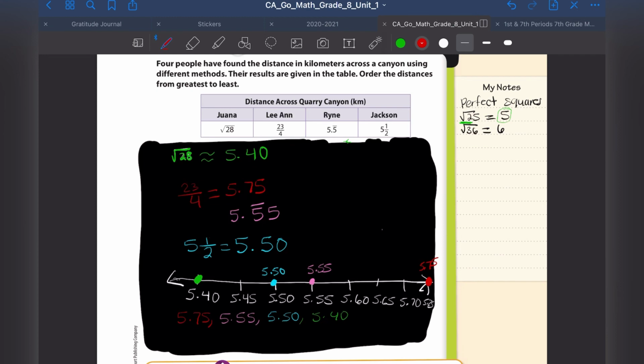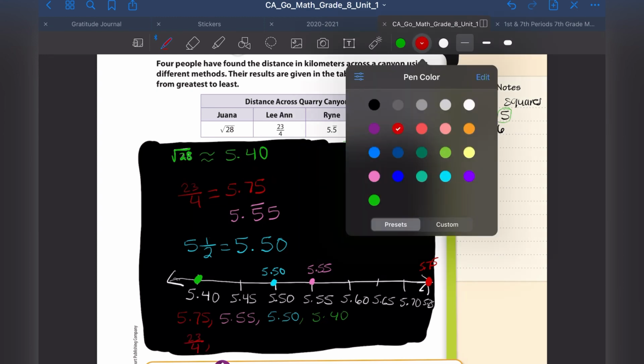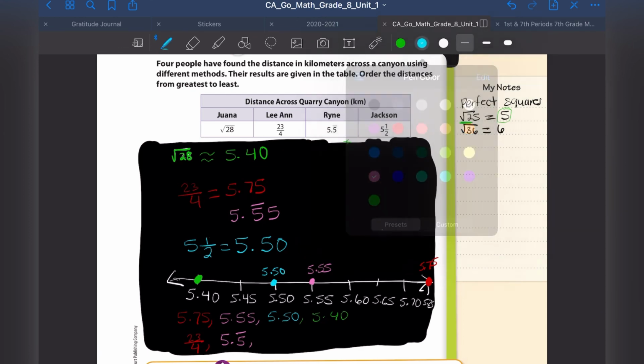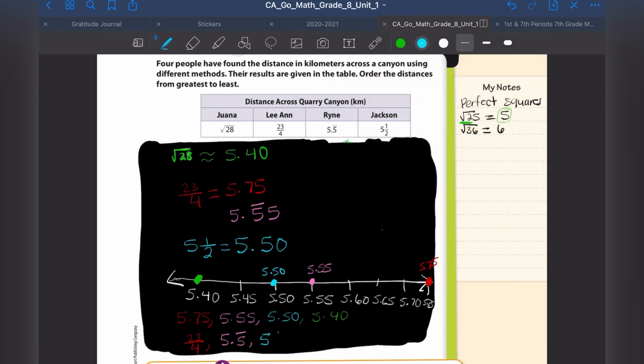You can say 23/4 is greater than 5.5 repeating, which is greater than 5.5, which is greater than the square root of 28.